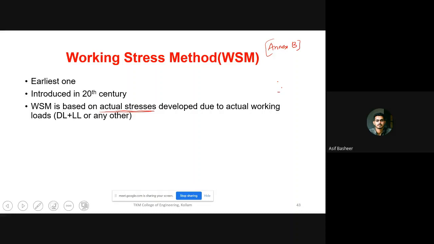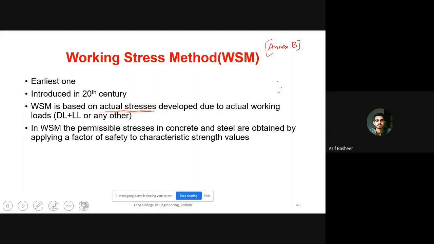Now, in WSM, the permissible stresses in concrete and steel are obtained by applying a factor of safety to the characteristic strength value. That is, suppose I'll give an example. I'll take Suraj. Suraj can hold a weight of 50 kilogram.